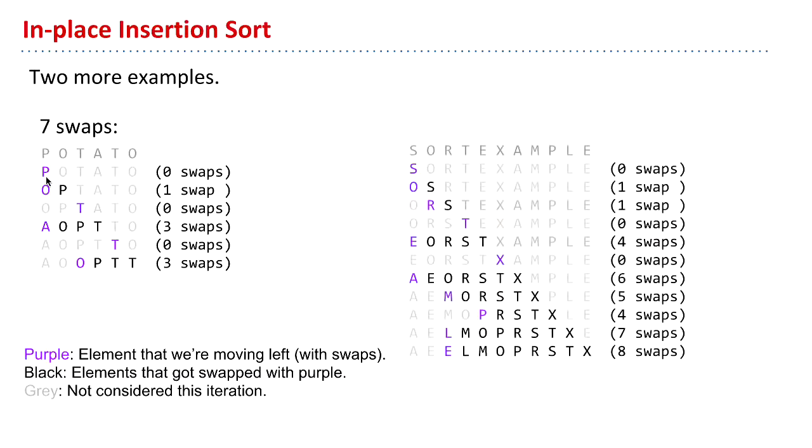Here's another one. This is from the optional textbook. It's the word sort example. And here we can see that there are some letters that never moved, T, or didn't move when they were the traveler.